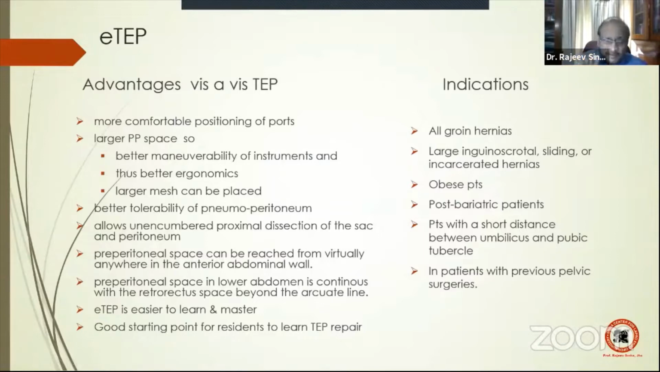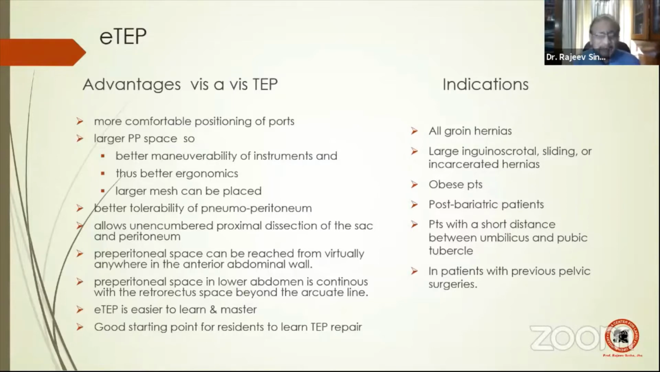So what are the advantages of this ETP repair? Number one, more comfortable positioning of the ports, a larger pre-peritoneal space, so better maneuverability of the instruments, better ergonomics, larger mesh can be placed. Better tolerability. Let me tell you, even if you create a pneumoperitoneum in a TEP repair, you have to abandon it 9 times out of 10. Or you have to push in a Veress needle intraperitoneally so that it drains the carbon dioxide for you, and then you correct the procedure. With ETP, a pneumoperitoneum does not create any problem.